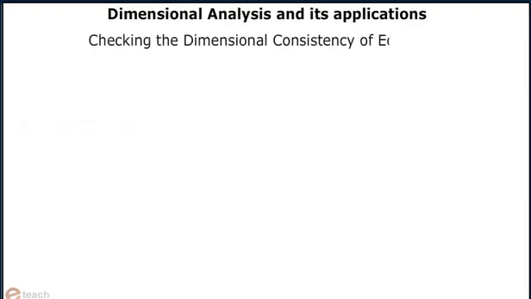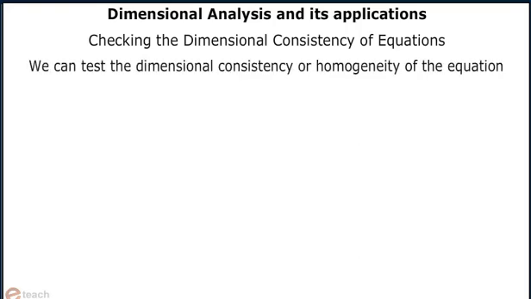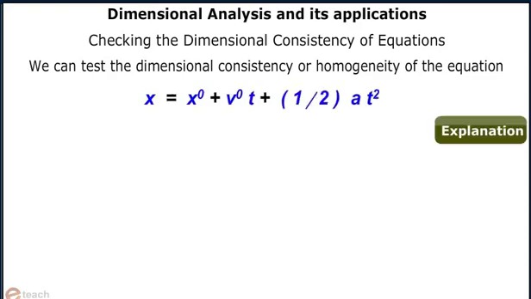Checking the dimensional consistency of equations. We can test the dimensional consistency or homogeneity of the equation x equals x naught plus v naught into t plus half a t square.